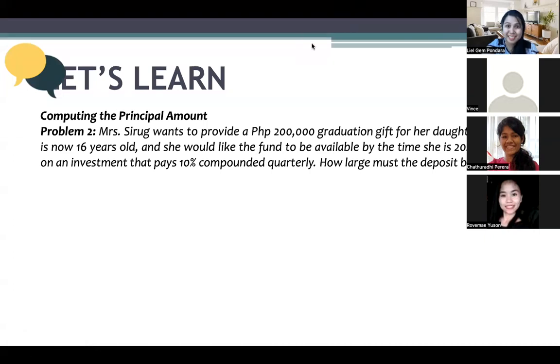Let me start labeling while you keep on solving for your answers. The 200,000 is the future value. That's the maturity value. 16 years old, it should end by 20 years old. So our time is 4 years. At 10%, that's our nominal rate. Compounded quarterly, so our m is 4. It means 4 quarters in a year.